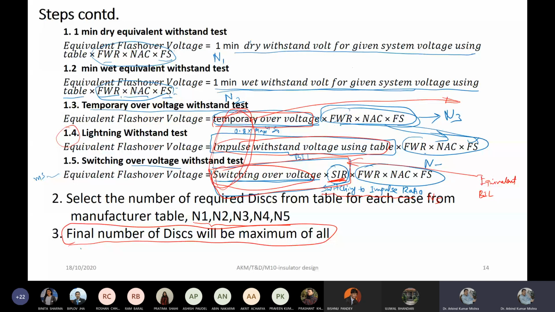So basically what I mean is that the system grounding condition is not only affecting the temporary overvoltage, but also indirectly affecting the lightning overvoltage withstand voltage and switching withstand voltage as well.